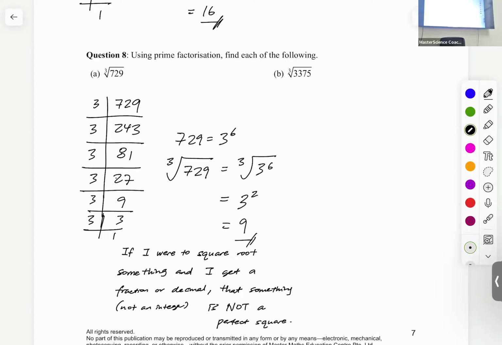Okay, come, 3375. You can see how I did part A. So if you can understand how I did 8A, then 8B should be a walk in the park.